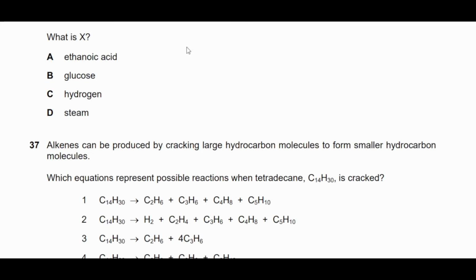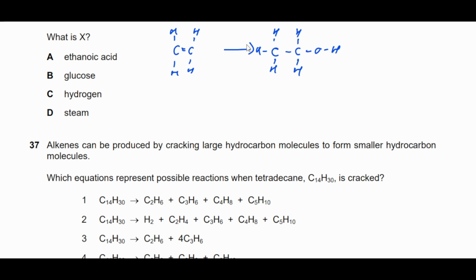Ethene reacts with substance X to form ethanol. So what is X? To form ethanol from ethene, this is what ethene looks like, and this is what ethanol looks like. As you can see, the difference is you have added 2 hydrogens and 1 oxygen.